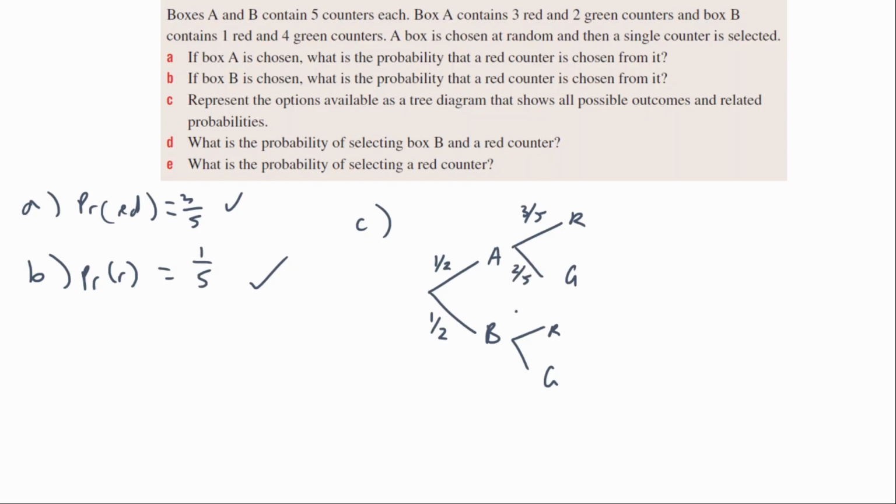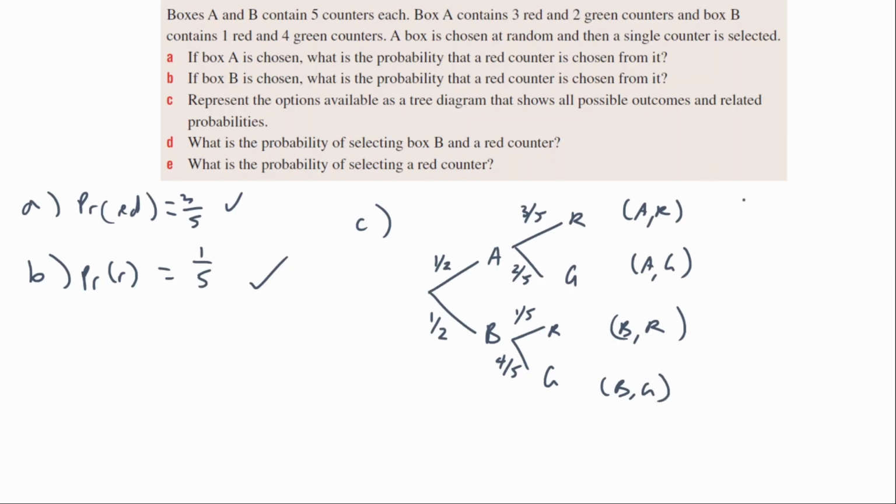For this next box, red is going to be 1 out of 5 because there's 1 red and 4 green, and green is going to be 4 out of 5. Now let's write out our outcomes. AR, AG, BR, and BG.